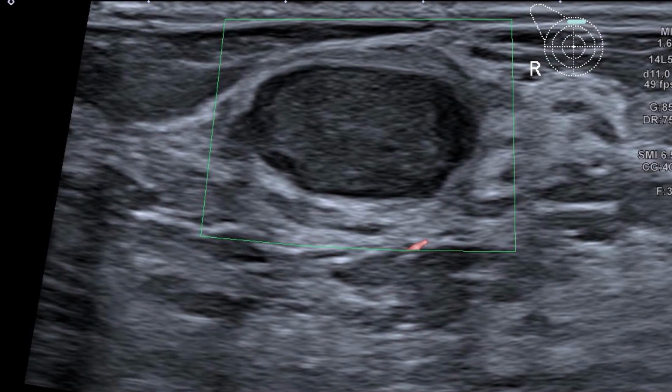Okay. So if you look at the lesion there, you can see it's hypoechoic. If you compare it to the surrounding tissue here, you can see that this is a little bit darker as compared to the surrounding. So this is not fat.